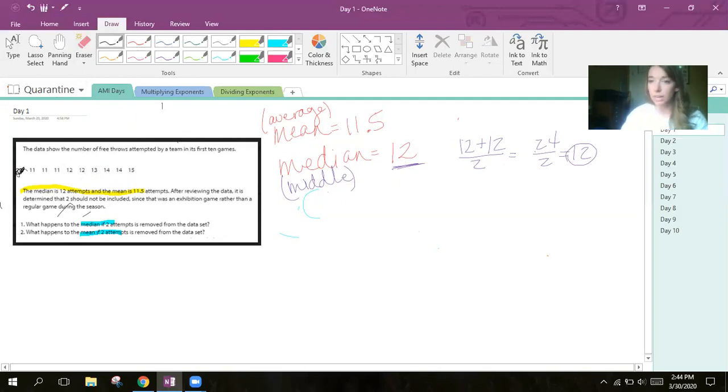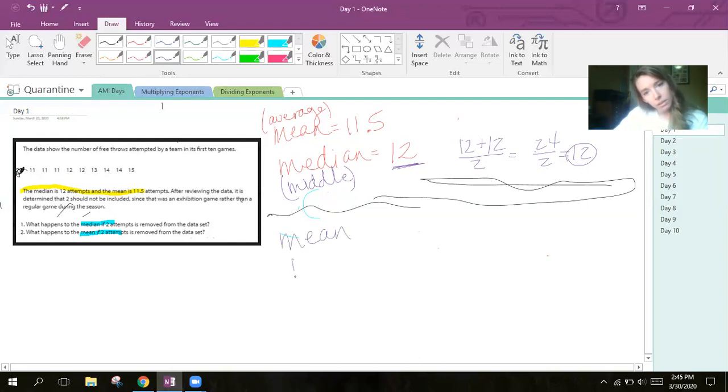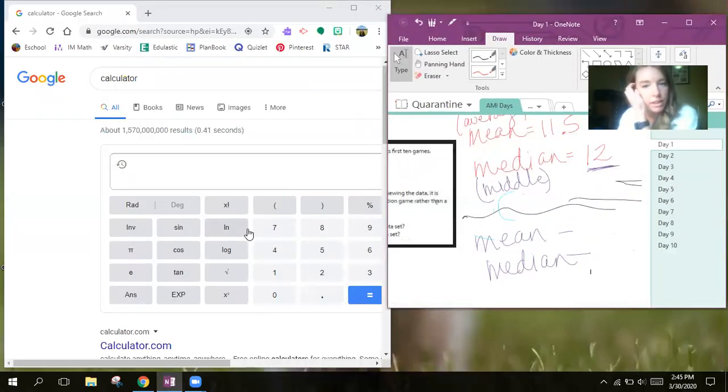Okay, so we're going to just find the mean and the median again, but we're going to leave the 2 out. Okay, so let's come down here. And I'm going to separate, oh my gosh, yeah, nailed it. Okay, so I'm going to come down here, I'm going to find the mean and the median again. So right here, the mean, the median. Okay, so I'm just going to change my screen here and we're going to find the mean of this data together.